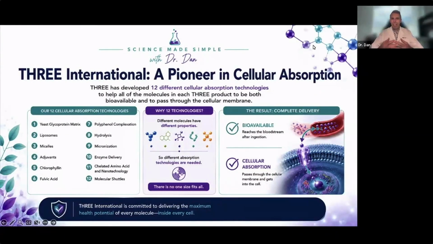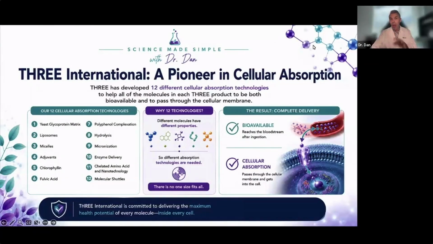There are supplement companies out there and they use one technology and they utilize that for everything. Well, as good as that sounds, there's no panacea effect. There's no magic silver bullet, one thing that does everything. If we really want to make sure that the thousands of molecules in our products get into the cell, we need to use many different technologies. So here at 3 International, we use 12 different cellular absorption technologies, and you can see them here on this slide. And when we use these technologies, they work on a variety of different molecules with different characteristics, and the result is that these technologies help to support and promote both bioavailability and cellular absorption.